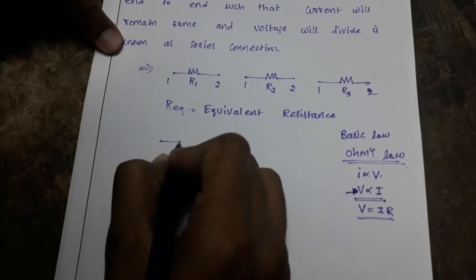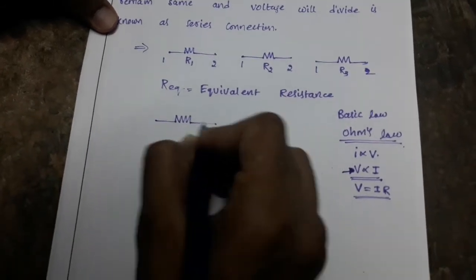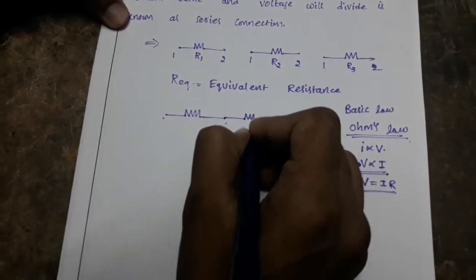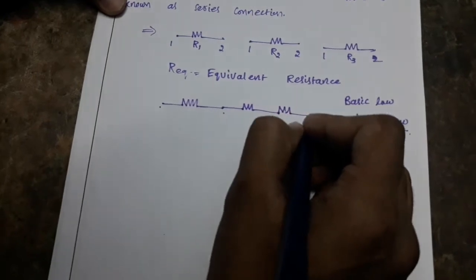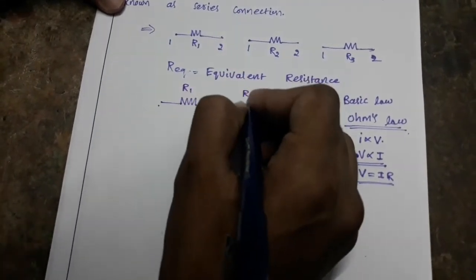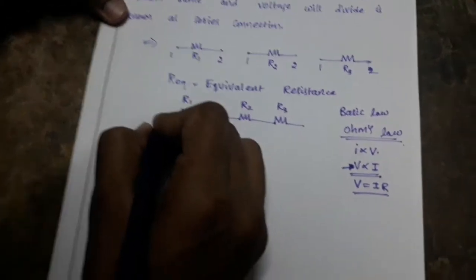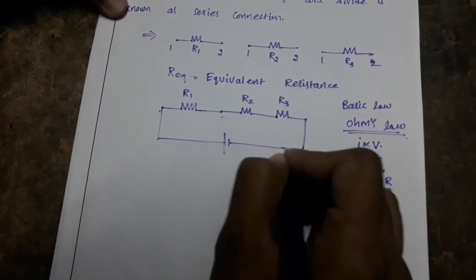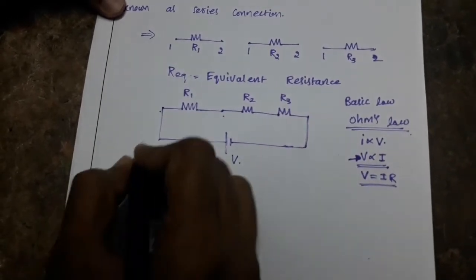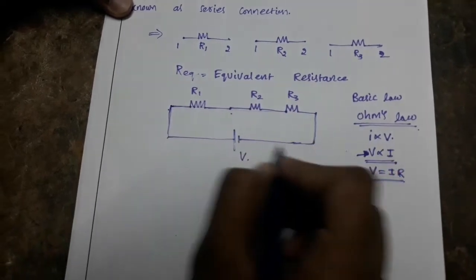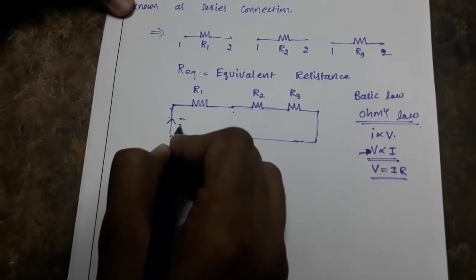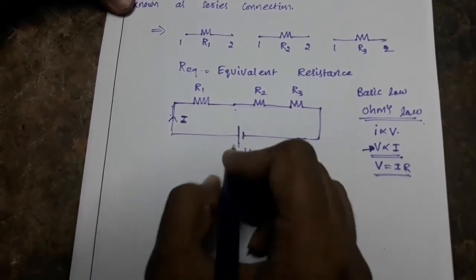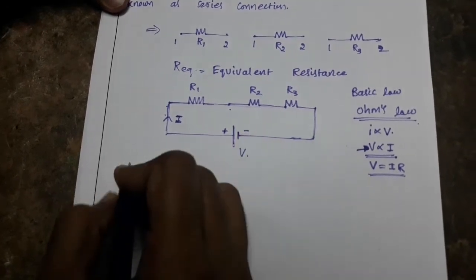So, this is resistor 1, this terminal 1 and this terminal 2, this is resistor 2 and this is resistor 3, R1, R2 and R3. I am connecting it to a DC voltage source V. As it forms a closed path, the current will flow through this circuit. I am taking this as I current. This is positive terminal and this is negative terminal.